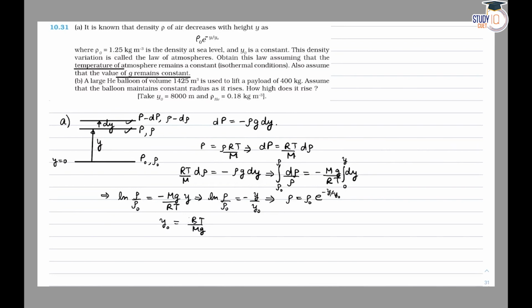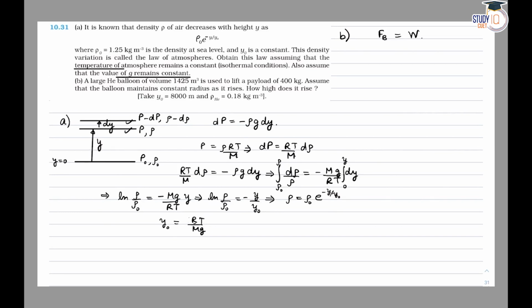Now for the second part, it says that a helium balloon of volume 1425 meter cube is used to lift a payload of 400 kg. Assume that the balloon maintains constant volume as it rises. How high does it rise? So I can say as it goes upward, that is because of buoyancy force, and obviously as it goes up, the buoyancy force will decrease because the density is decreasing with height, and thereby I can say at maximum height the weight will be just balanced by the buoyancy force.